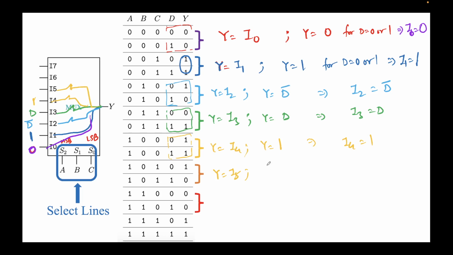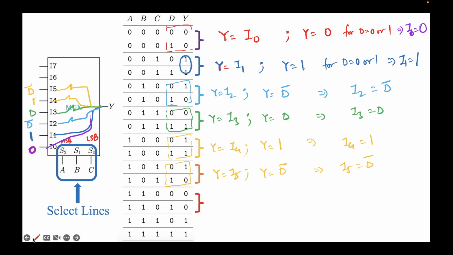Okay, now what's going to happen, we have to evaluate this now. Here y is equal to, when d is 0, y is 1, and when d is 1, y is 0. This means it's an inversion, 0 to 1, 1 to 0. All right, so this implies I5 is nothing but d bar.